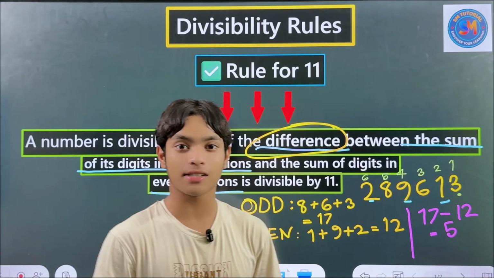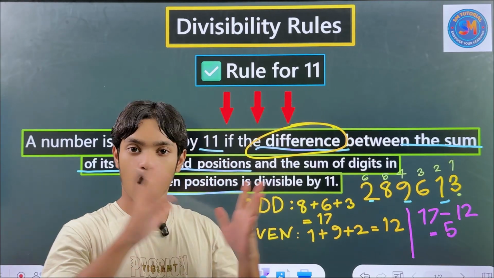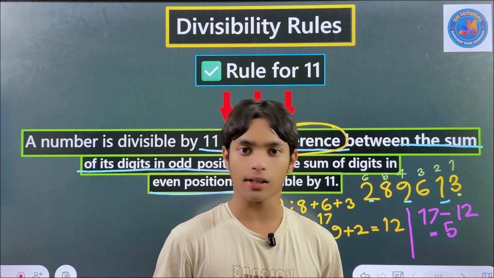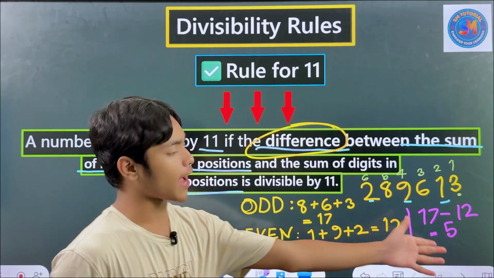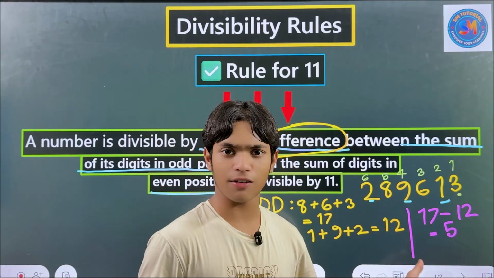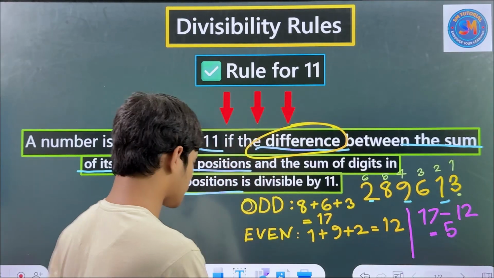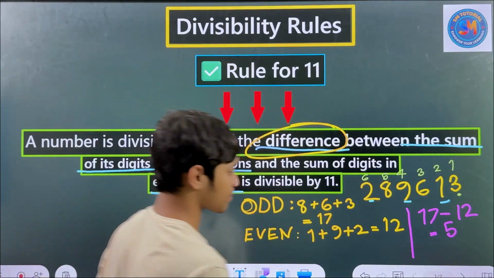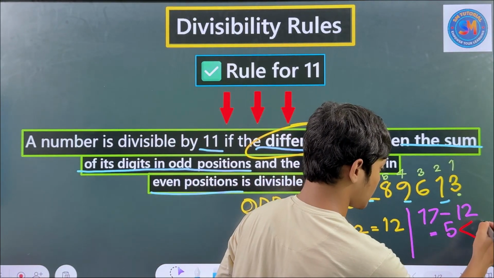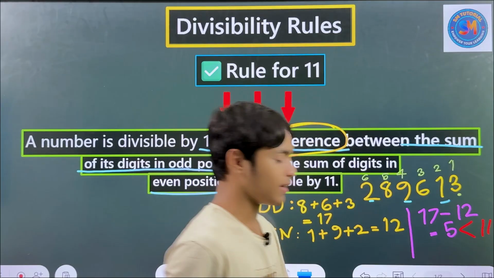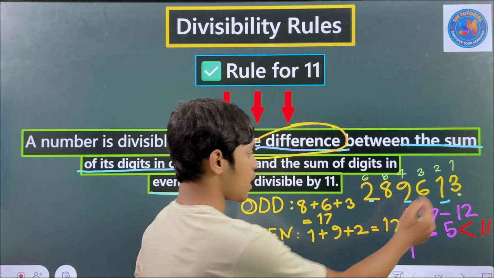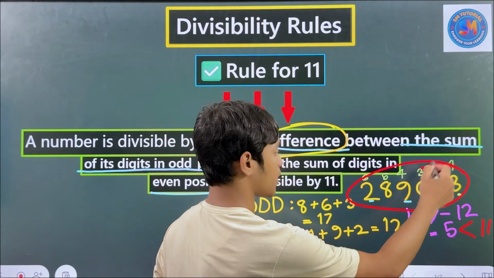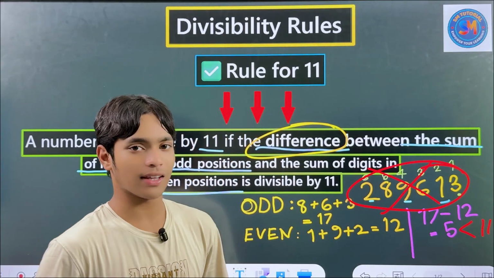If this number is divisible by 11, then the whole number is divisible by 11. Look here, 5. 5 is not divisible by 11 because it is less than 11. So this is not possible. So this number is not divisible by 11.